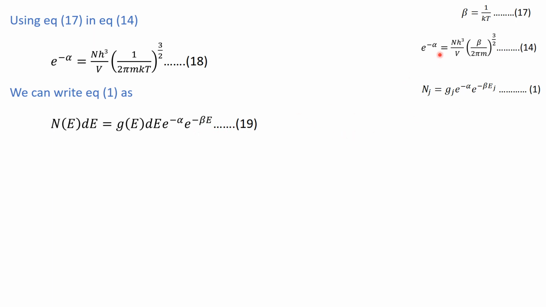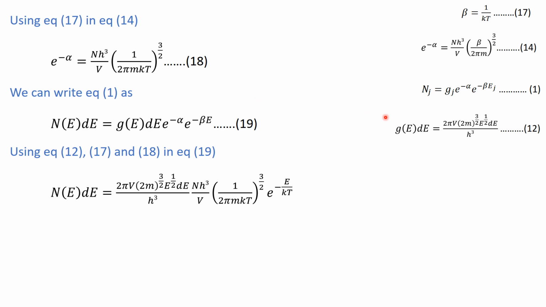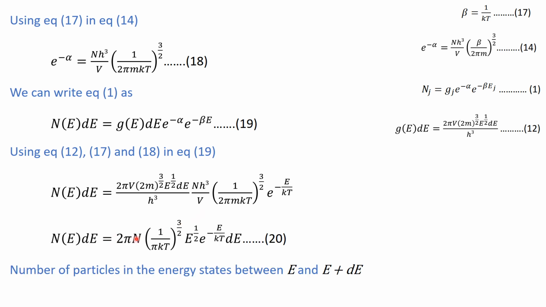So now you have a value for e to the power minus alpha, and you have to put it over here. You have the value of beta, so you put the value of beta over here, and you also have the value of g(E)dE given by this. If you put all these values, you will get n(E)dE equal to this. After some simplification, you will get this relation. This is the relation for the number of particles in the energy state that lie between E and E plus dE.